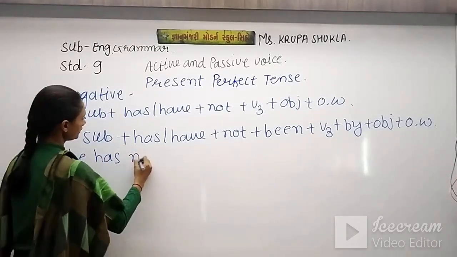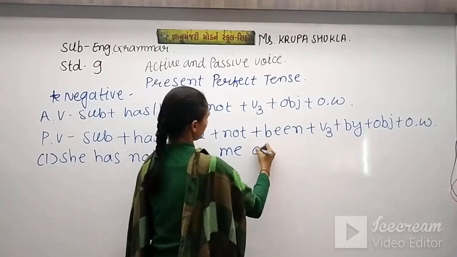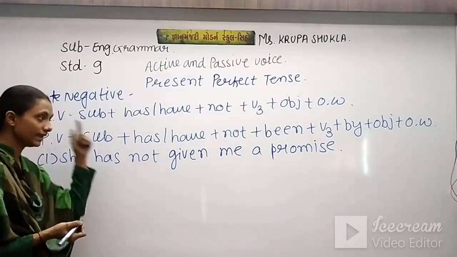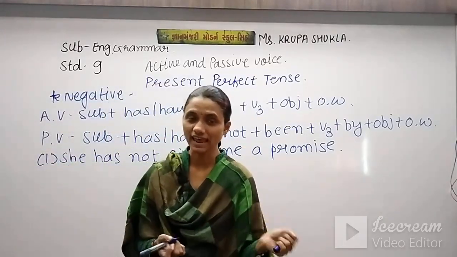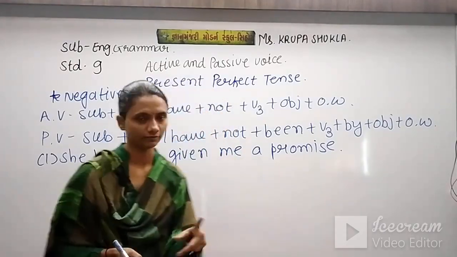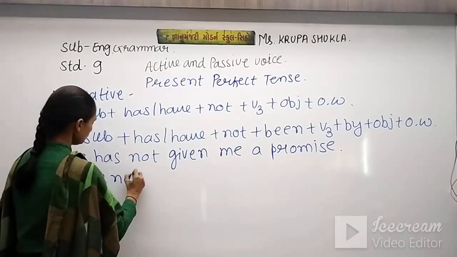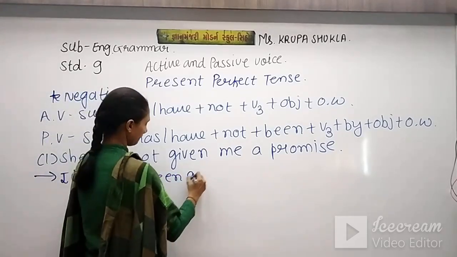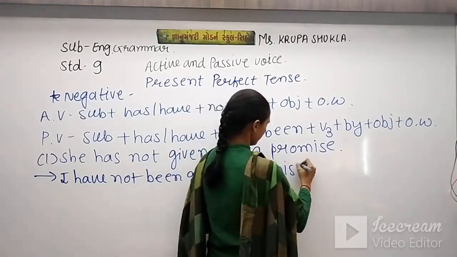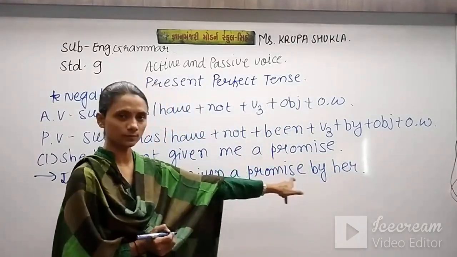She has not given me a promise. So me and a promise both are objects in the active voice. So we can have two answers for this, but we'll make only one. So me will come first. I have not been given a promise by her.